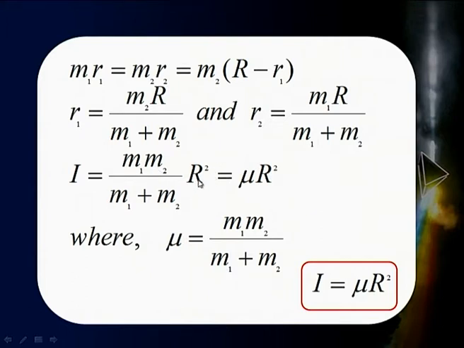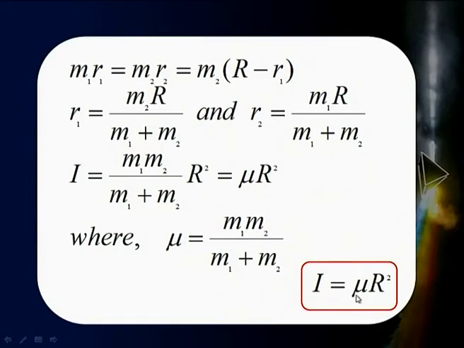r square is the bond distance or the bond length, and the expression here, m1 m2 by m1 plus m2, is called the reduced mass. I am sure that you are familiar with this term. So, what I am basically interested in is that I is equal to mu r square. This is an important expression which I am going to use thereafter.